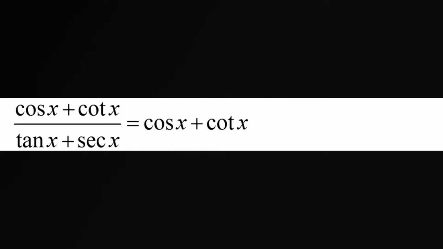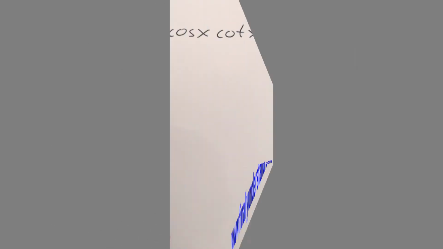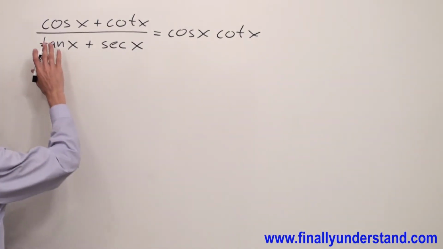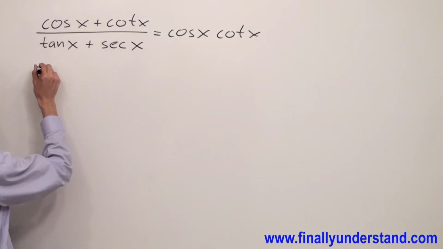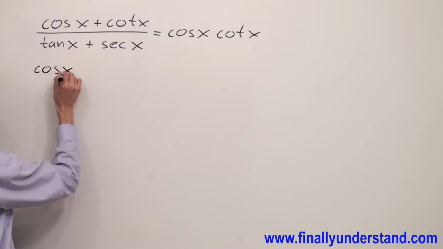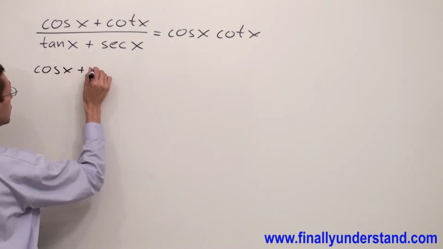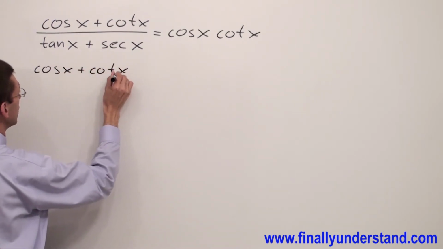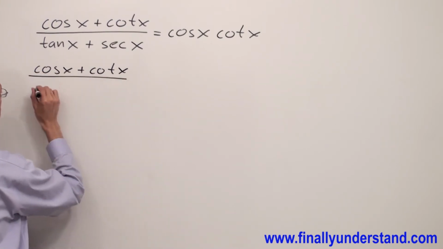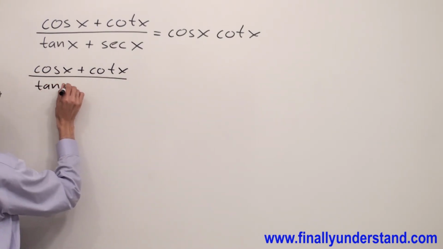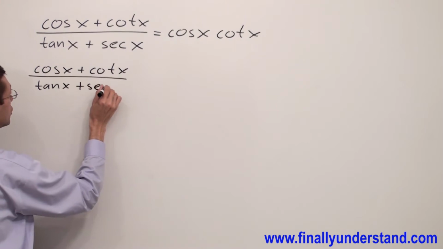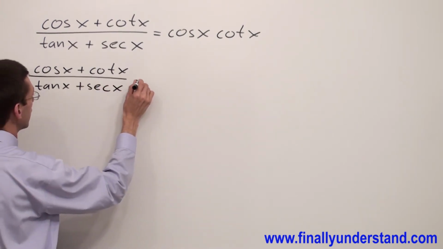Let's take a look at this identity. This time I'm going to start from the left side. I'm going to copy down the left side first. I have cosine x plus cotangent x over tangent x plus secant x equals.